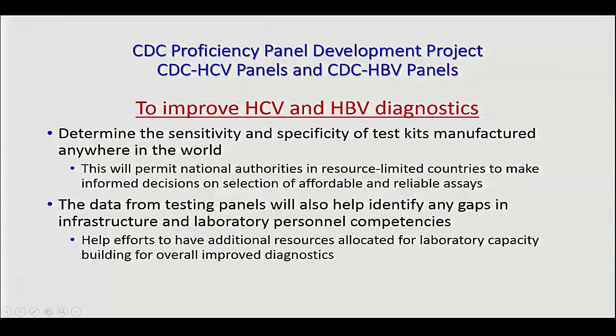And how do we do it? How can these panels help us? They can be used for the determination of the sensitivity and specificity of test kits worldwide. And this can permit local authorities to make informed decisions about the purchase of reliable diagnostic kits. And I also believe that the data from the testing of such panels can be used by the local authorities in requesting additional resources for building capacity, for improving infrastructure, or for training their staff.